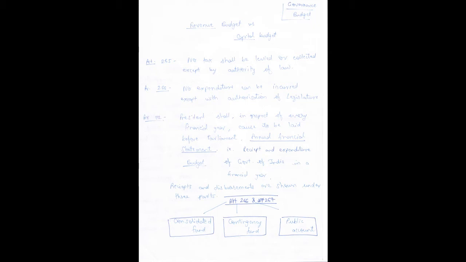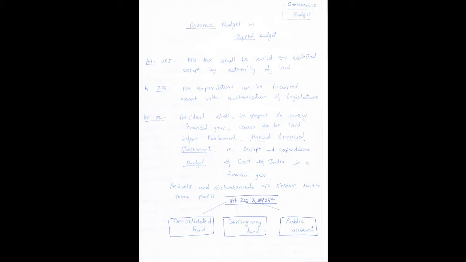See, 265, no tax shall be levied. 266, no expenditure shall be done. Both with the authority of the legislature. Article 112 says the President shall, in respect of every financial year, cause to be laid before Parliament an annual financial statement, that is, the receipt and expenditure of the Government of India in a financial year.